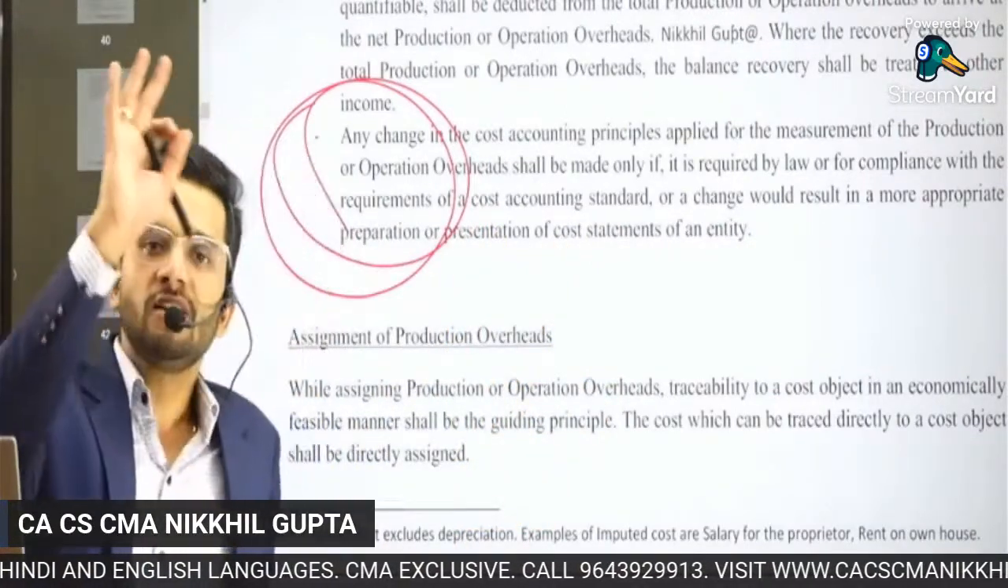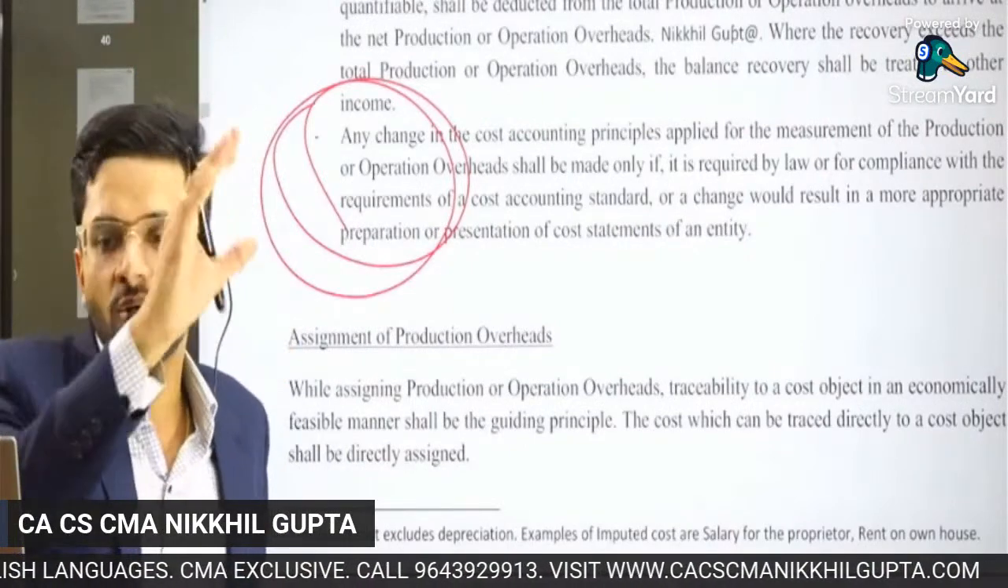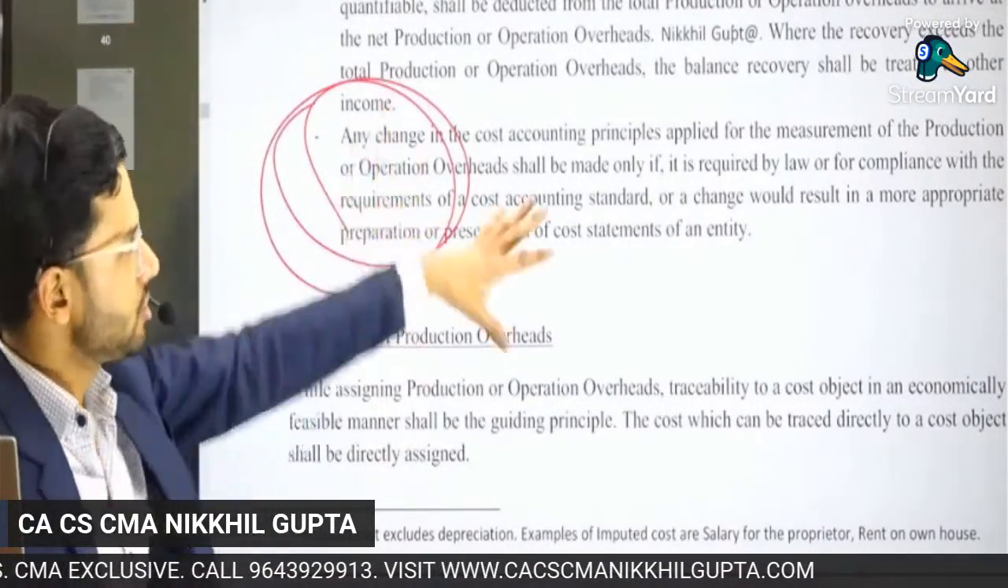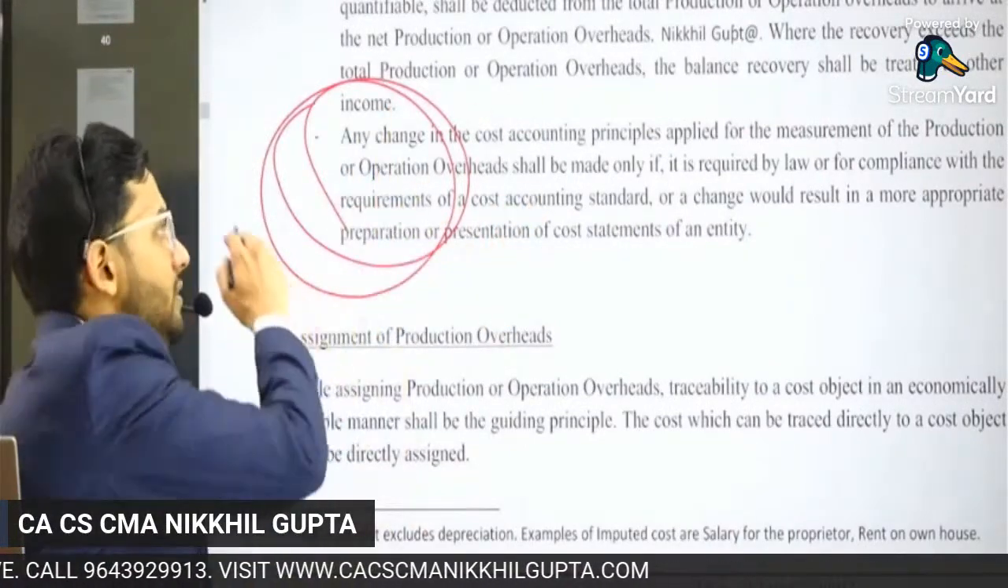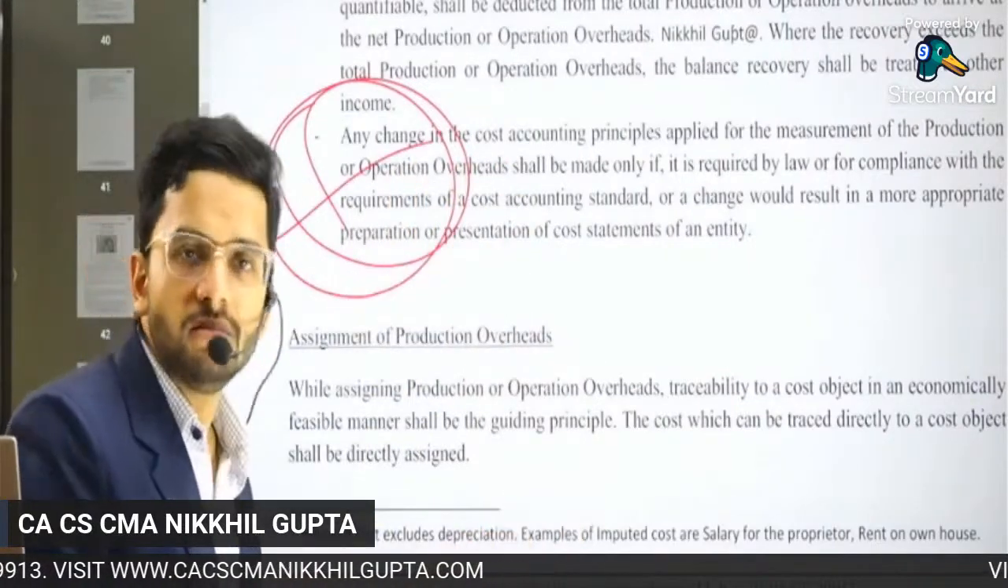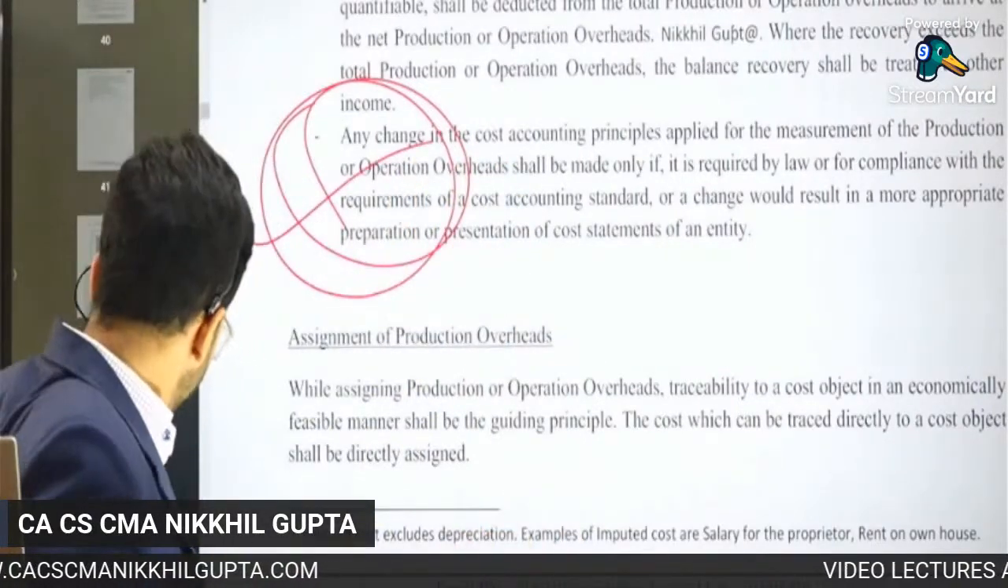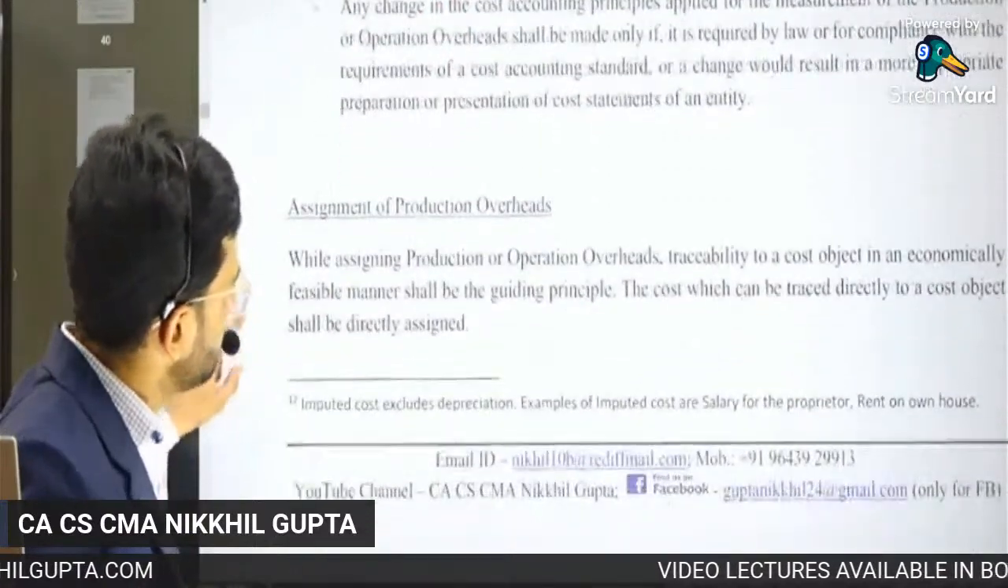If any of these 3 conditions are satisfied and you are able to satisfy your cost auditor that yes, a change in cost accounting principle is required, only then this change can be done. That is the bottom line. Okay, sir, got it? Assignment of production overheads.